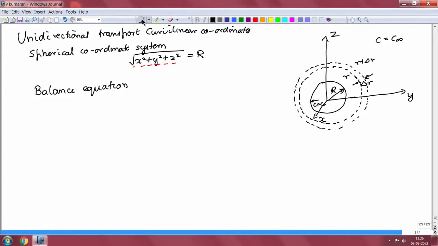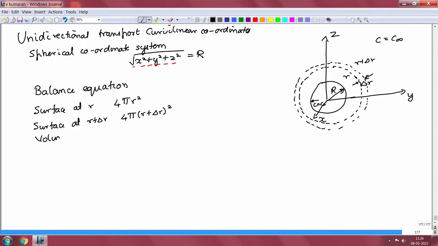There is a surface at r whose surface area is 4 pi r square, and the surface at r plus delta r whose surface area is 4 pi into r plus delta r the whole square, and the volume is equal to 4 pi r square delta r. Surface area times the thickness is the volume.